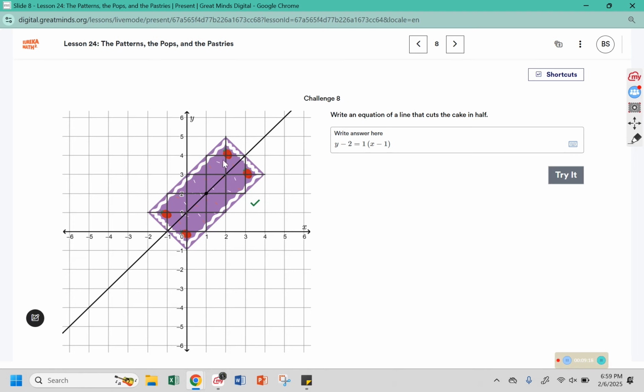Again, you can cut through the cake other ways. This is just diagonally in half.